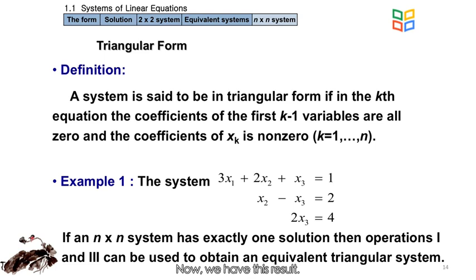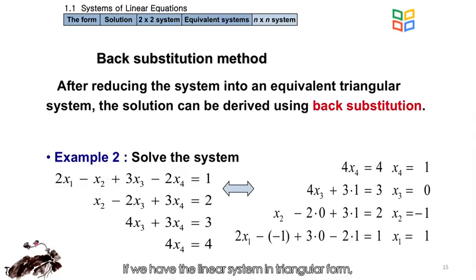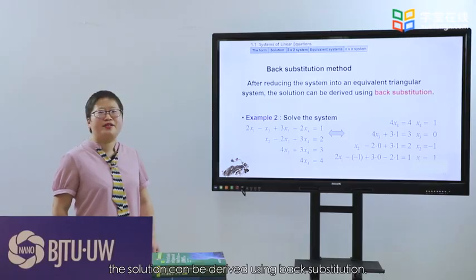Now, we have this result. If an n by n system has exactly one solution, then using operation 1 and 3, we can transform this system to an equivalent triangular system. So a triangular system corresponds to a unique solution. If we have the linear system in triangular form, then we can use a back substitution method to get its solution. So after reducing the system into an equivalent triangular system, the solution can be derived using back substitution.